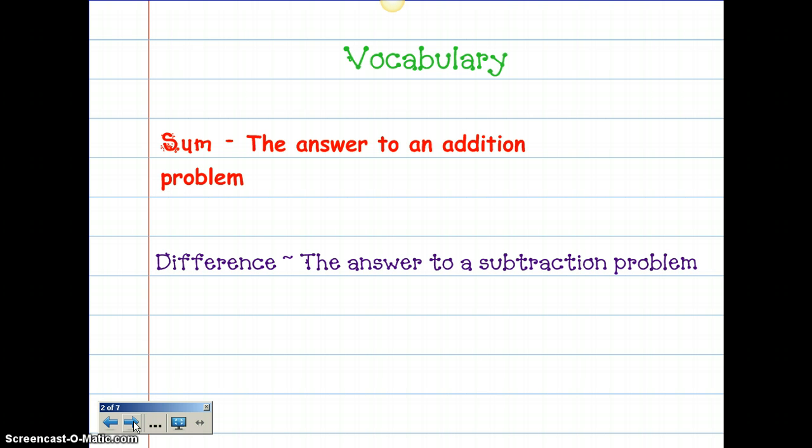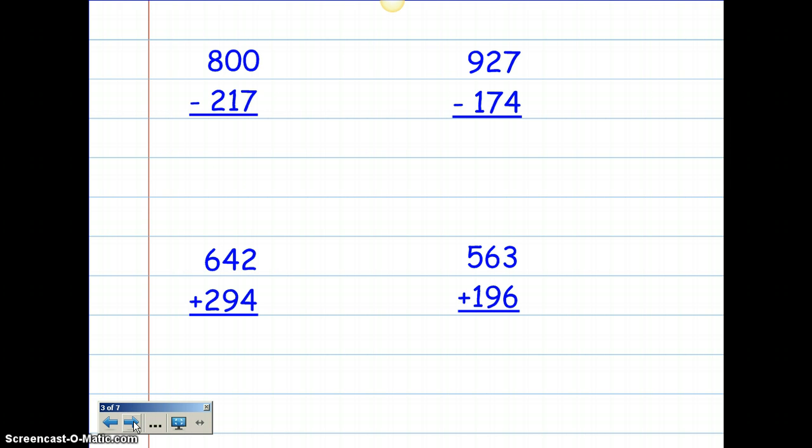Next, we have sum. Sum is the answer to an addition problem. Go ahead and write this down on your homework. Difference. Difference is the answer to a subtraction problem. So make sure that you put both of these on your homework. And again, pause if you need to or replay if you need to. I need you to remember that sum, if it asks you for the sum, that means you need to add. If it asks you for the difference, that means you need to subtract. Okay, let's go ahead and practice some problems.